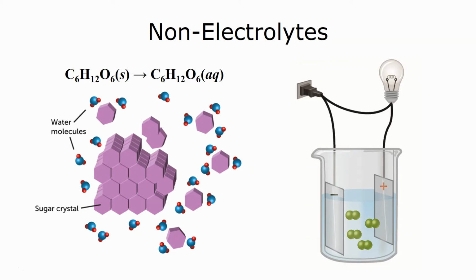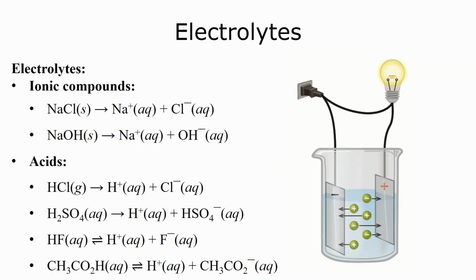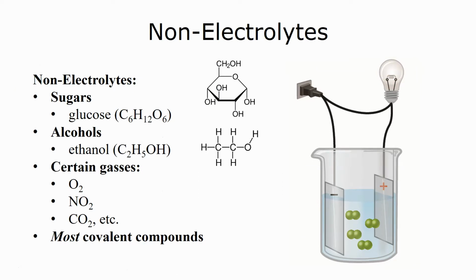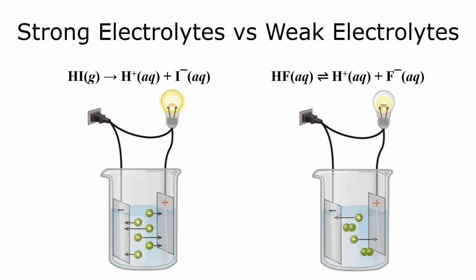Non-electrolytes do not conduct electricity when dissolved in water. That's because they include covalent compounds, which, even though they do dissolve in water, do not dissociate into ions. Electrolytes consist of ionic compounds such as sodium chloride and sodium hydroxide, as well as acids. And non-electrolytes are generally covalent compounds, which include sugars, alcohols, and even certain gases that we can dissolve in water. We can further classify electrolytes as either strong or weak.